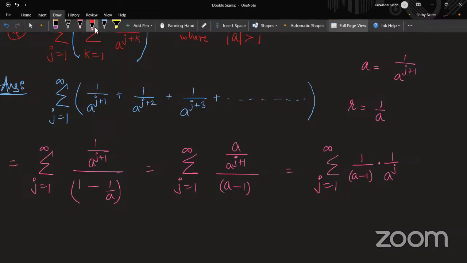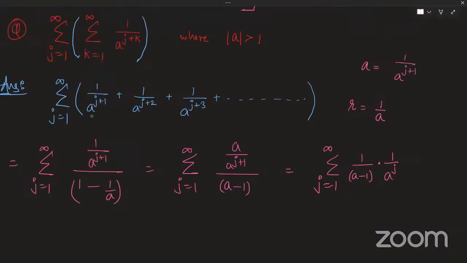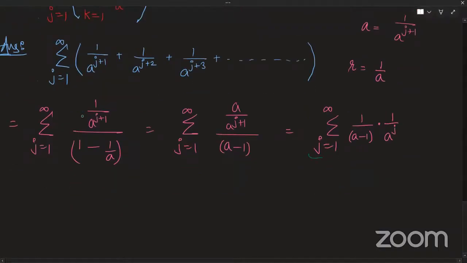Now, will you be able to take the sum of this thing? Can we take the sum of this thing? How will we do that? Anyone? Okay, see, I can take 1 by a minus 1 common, right? I can take this common because it is a constant. A is a constant value. So it will be 1 by a minus 1 into sigma j going from 1 to infinity, 1 by a raised to j, right?